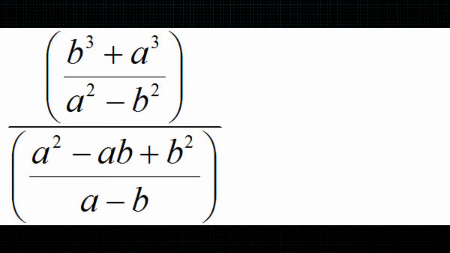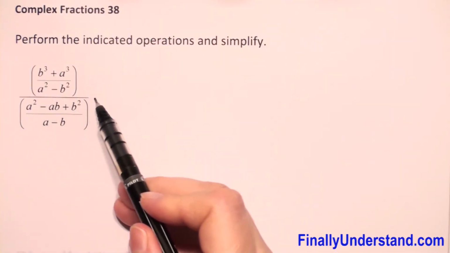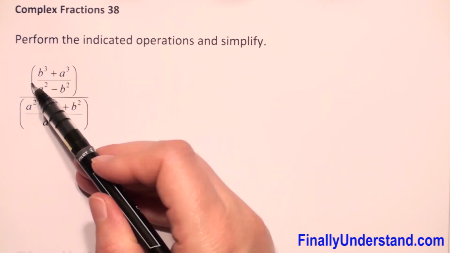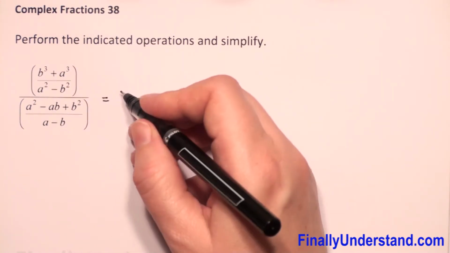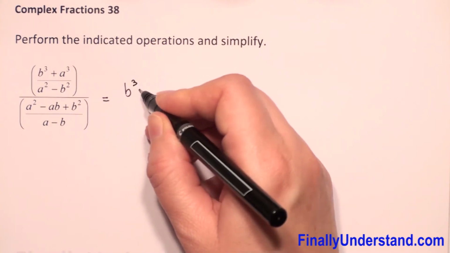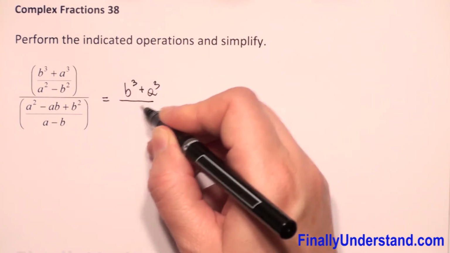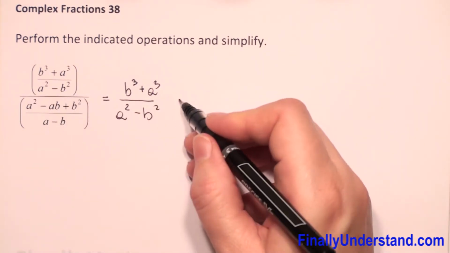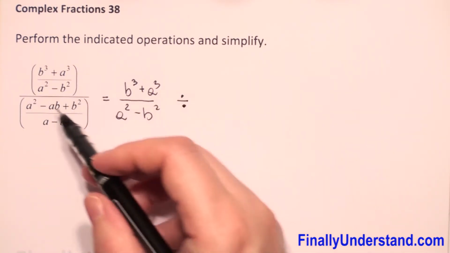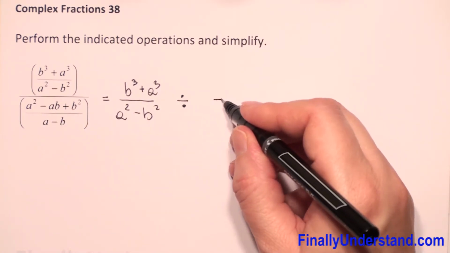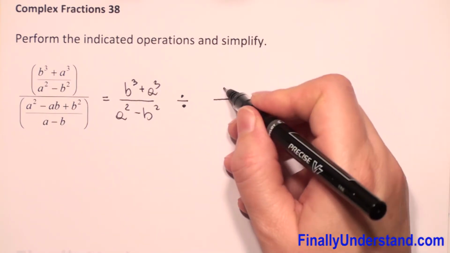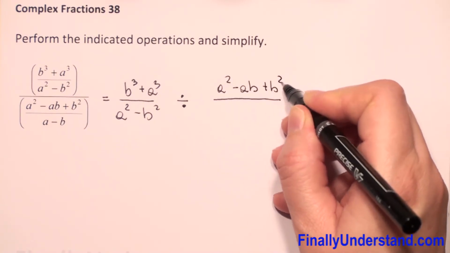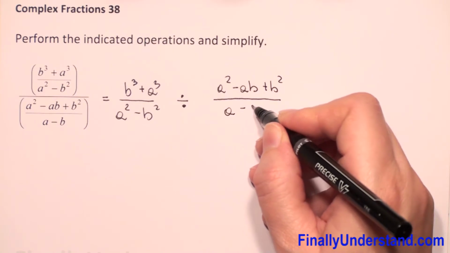We have a complex fraction. This main fraction bar means division, so I can copy the fraction which we have in the numerator. We have b cube plus a cube over a square minus b square. The fraction bar I change to a division sign, and now I have to copy the fraction which we have in the denominator. So this is a square minus ab plus b square over a minus b.